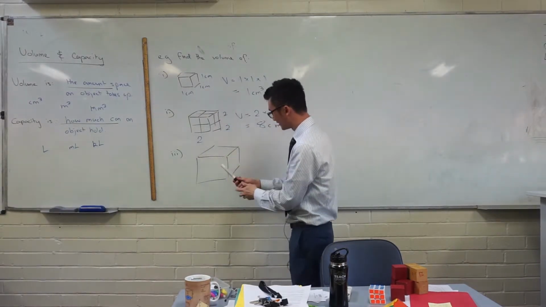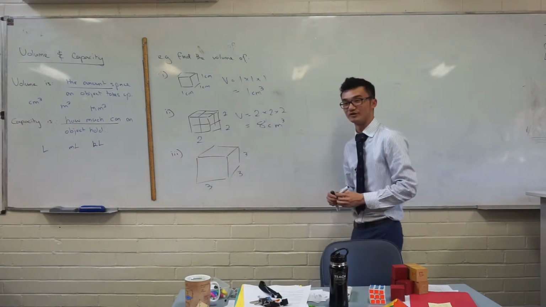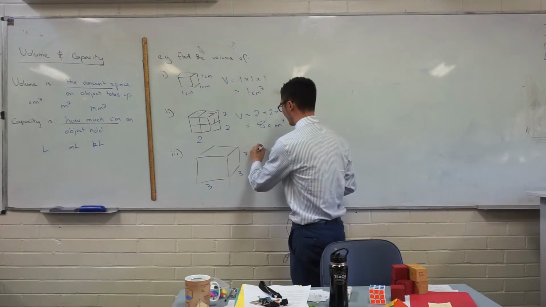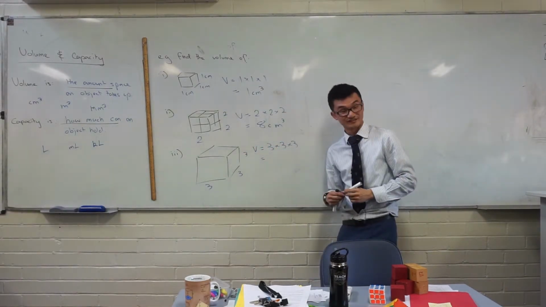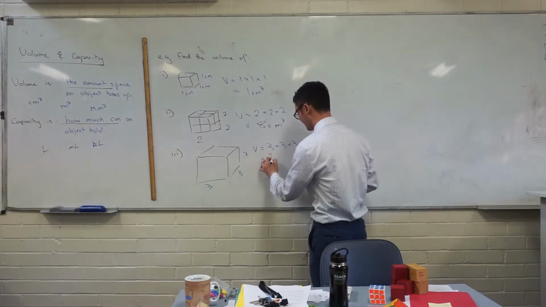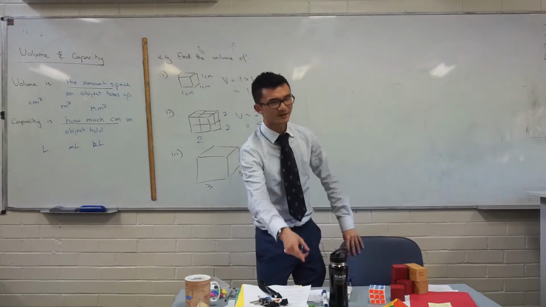Because we've got a cube here, all of these lengths are just going to be 3. And then I can find the volume very easily by multiplying them all together. 3 cubed would be 27 cubic centimeters. Right? Let's take a more complex shape.